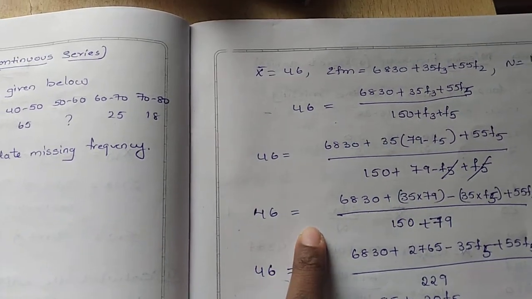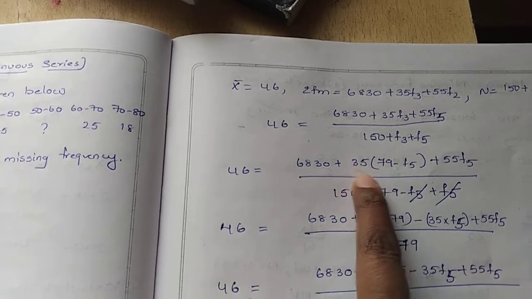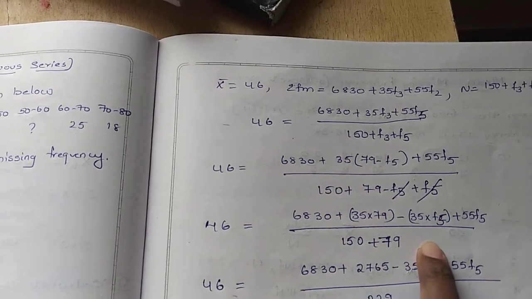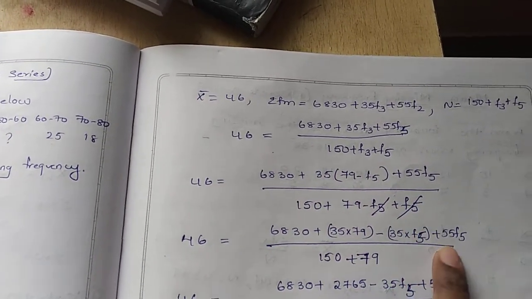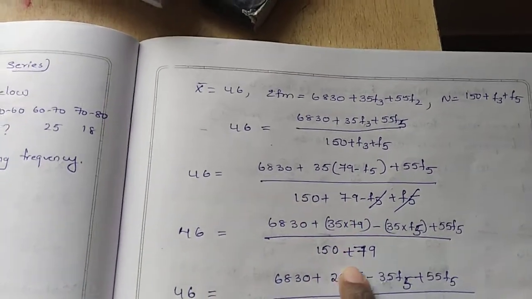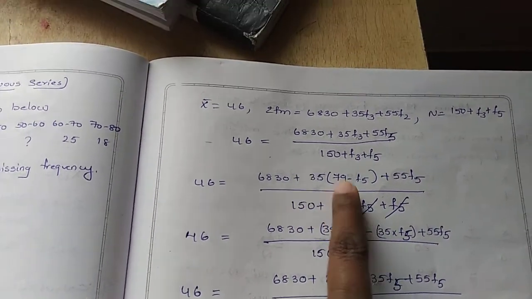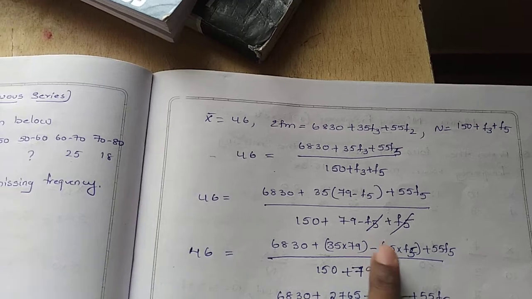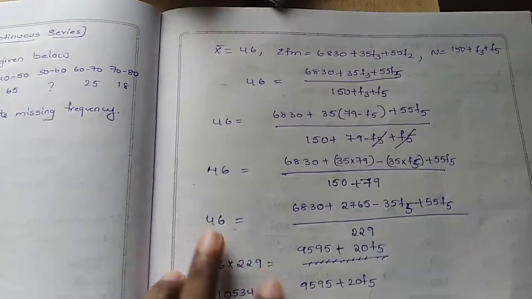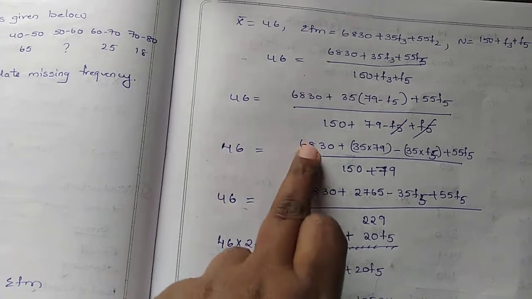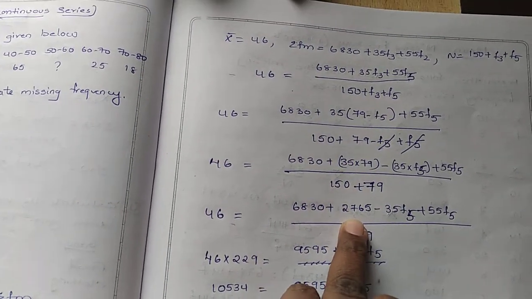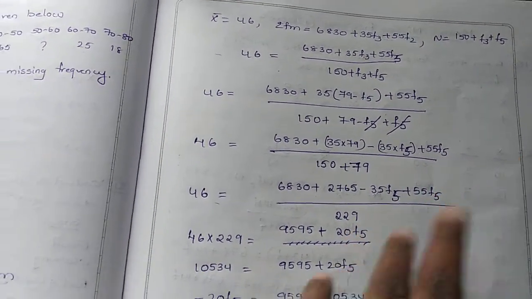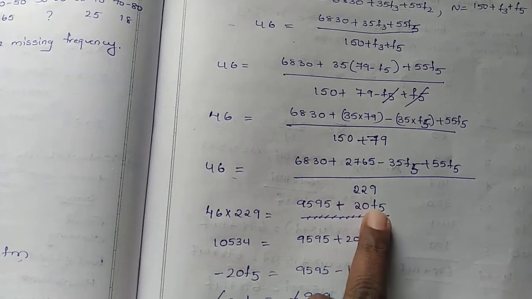Next, 46 is equal to 6830 plus 35 into 79. What I have done is 35 into 79 minus 35 into F5 plus 55 F5, divided by 150 plus 79 as it is. Once again, see, it is in the form of A into B minus C. What I have done is AB minus AC here. That's it. So 46 is equal to 6830 as it is. 35 into 79, how much did we get? 2765 minus 35 F5 plus 55 F5. Here n is 150 plus 79, which is 229.